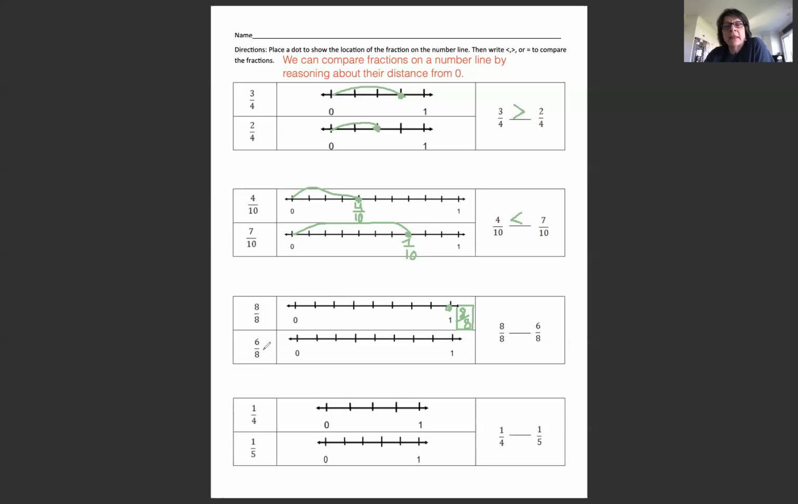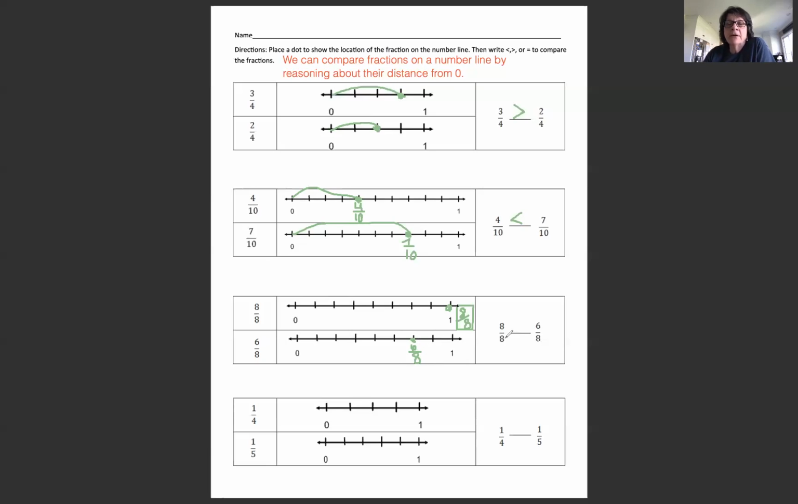Down here, I'm comparing that to 6 eighths. So I'm going to start and count at 0 eighths, 1 eighth, 2 eighths, 3 eighths, 4 eighths, 5 eighths, 6 eighths is right here. And I'm going to write that fraction here, 6 eighths. And now again, I'm going to compare them.